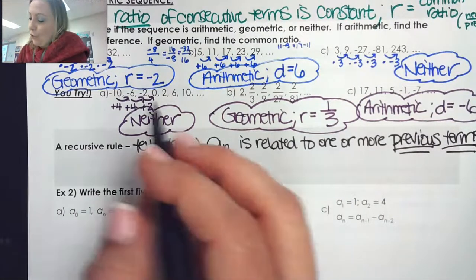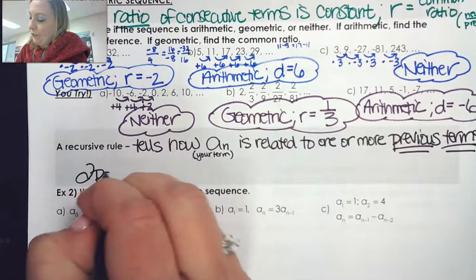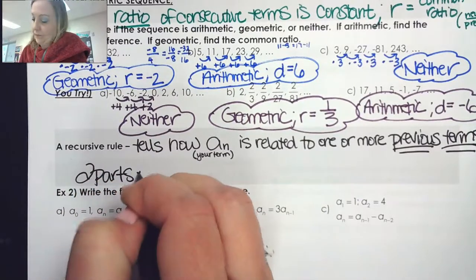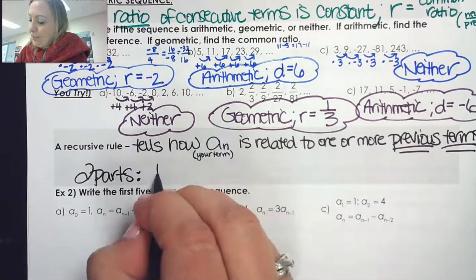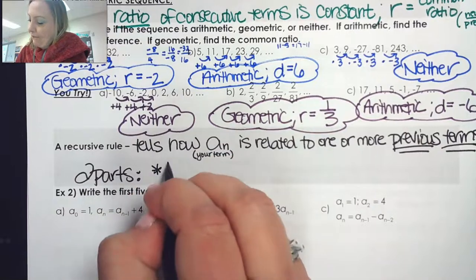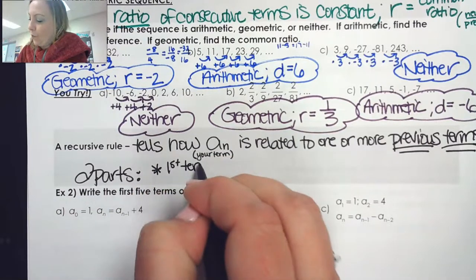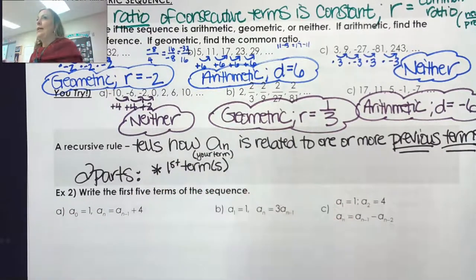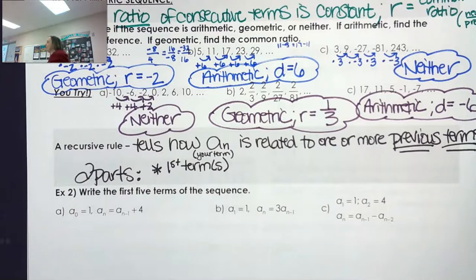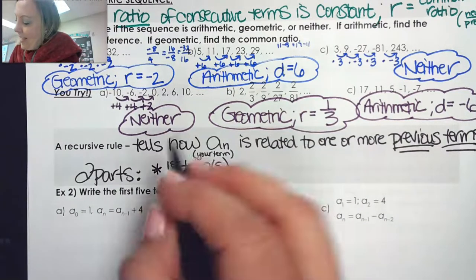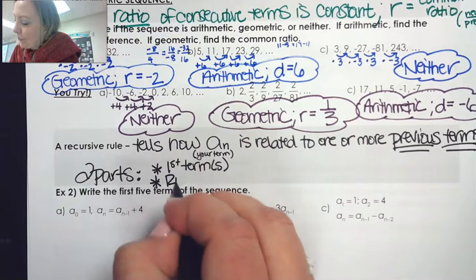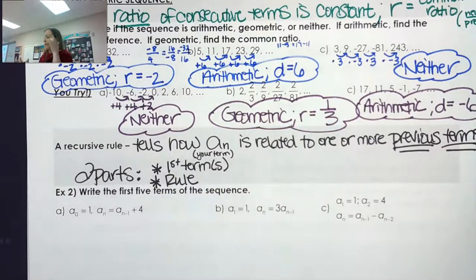And there are 2 parts to a recursive rule. The first thing is going to be the first term or the first terms. Because if it's related to the previous terms, we have to know where to start. Okay? And then the second part of the recursive rule is the rule itself, okay?